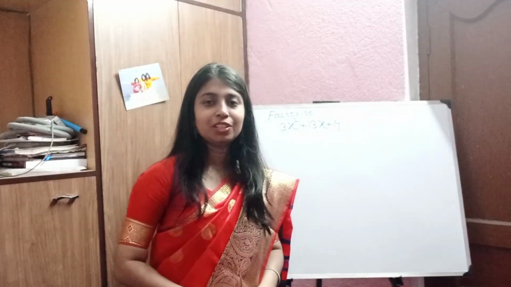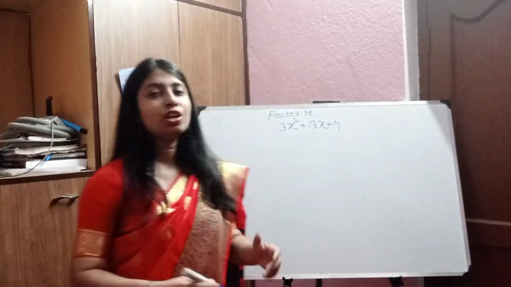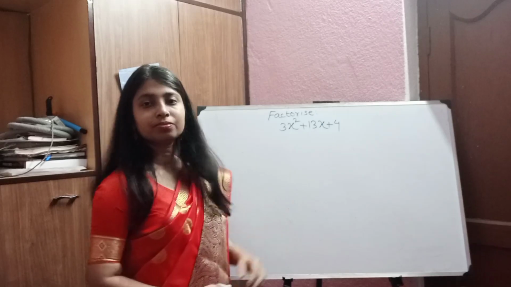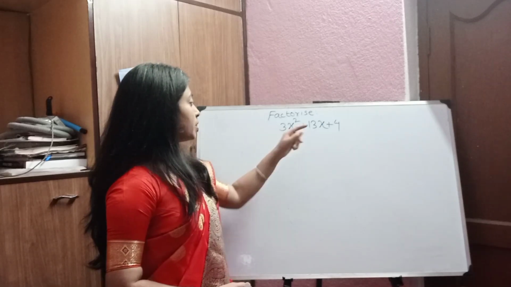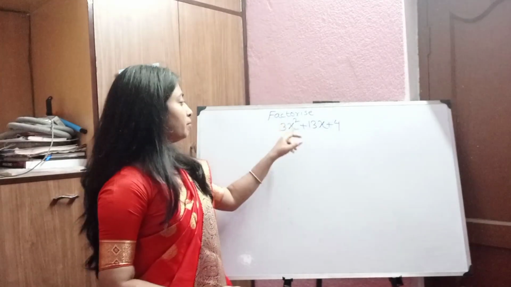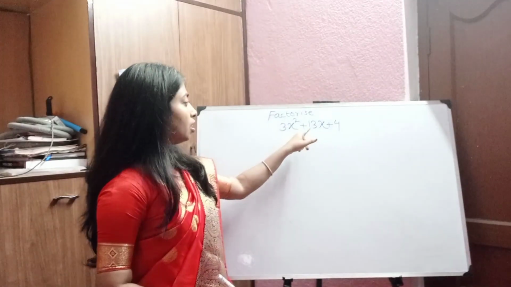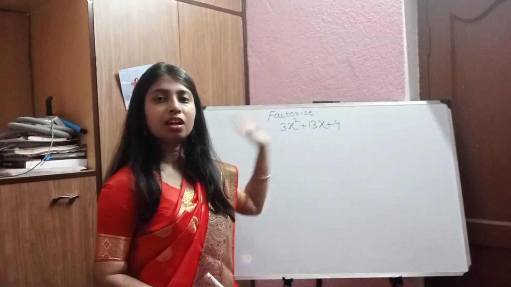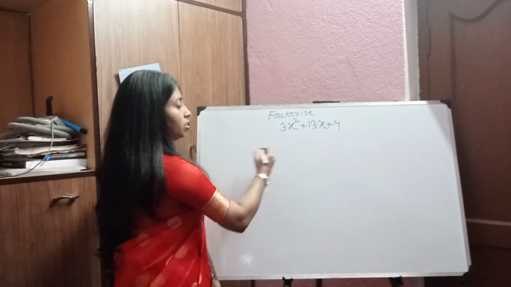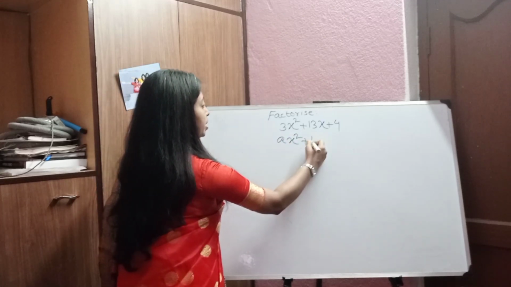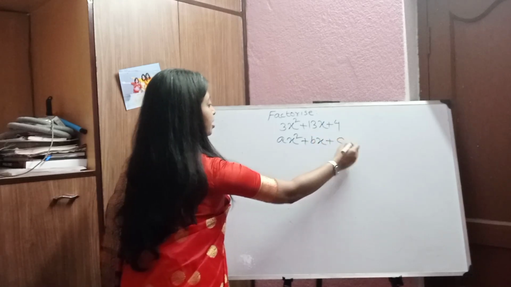Hello everyone, in this video we will learn how to factorize an expression by middle term factorization. We can use the middle term factorization when we have this kind of expression. For example, in this expression we have a number multiplied by x square plus, or it can be minus also, another number multiplied by x and then plus or minus another number only. So the expression is of the form ax square plus bx plus c.